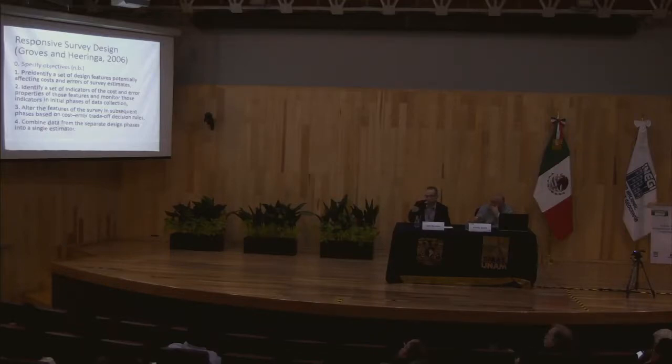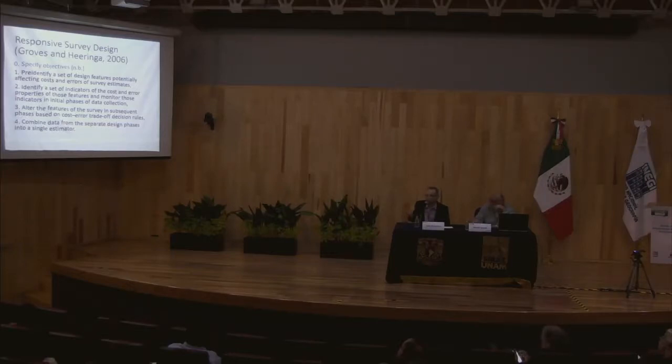So there are 4 steps in their responsive design. One is to pre-identify a set of design features that you can change and that would affect cost and error. Two, identify a set of indicators, and that's instrumental. You don't know how well you're doing unless you put thought, before you even implement the study, into how to measure the outcome. How well are you doing in achieving your objectives and tracking these survey errors that you're trying to manipulate?